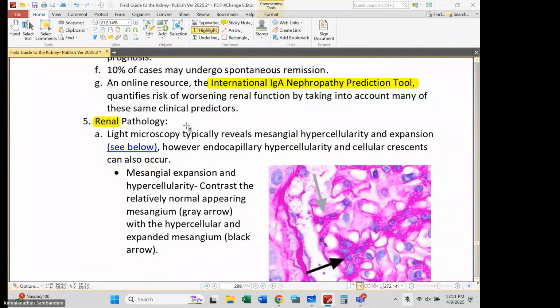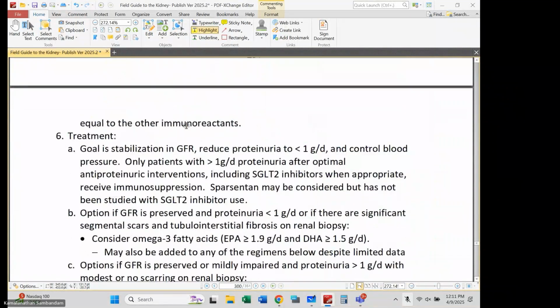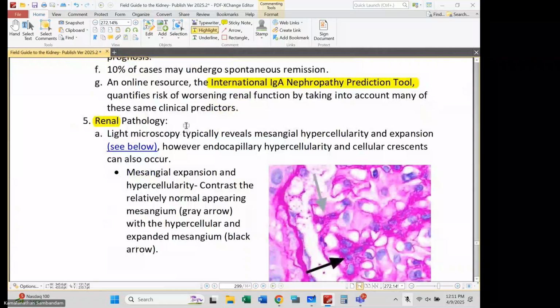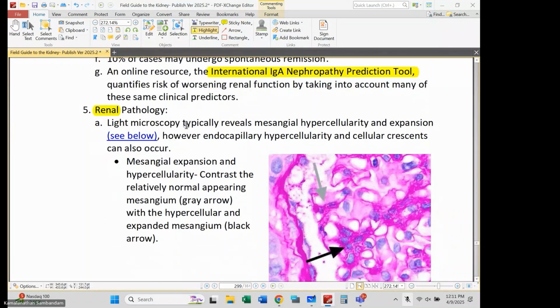Renal path, we'll review quickly and then go on to therapeutics. So here is the typical light microscopy, which has been introduced and reinforced a couple of times. So hopefully we can proceed pretty quickly. The most common finding is one of mesangial expansion and varying degrees of mesangial hypercellularity.